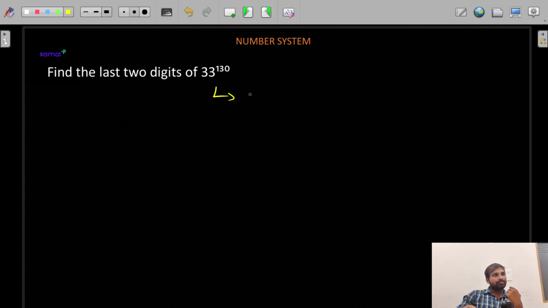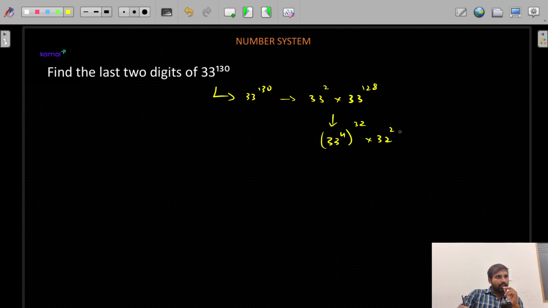33 power 130. I have to find the last two digits for this number. I know that 33 power 4 ends with 1, but 130 is not a multiple of 4, right? So I can split this number as 33 square into 33 power 128. Now eventually it will become 33 power 4 whole power 32 into 33 square. I just need to find the last two digits.